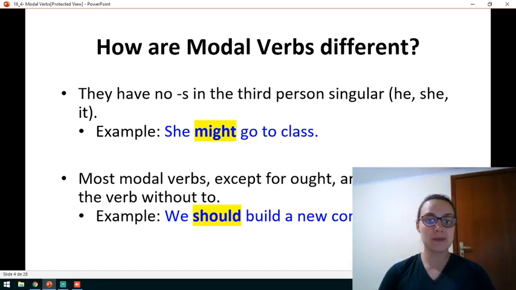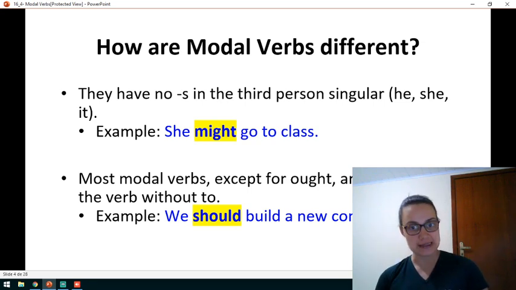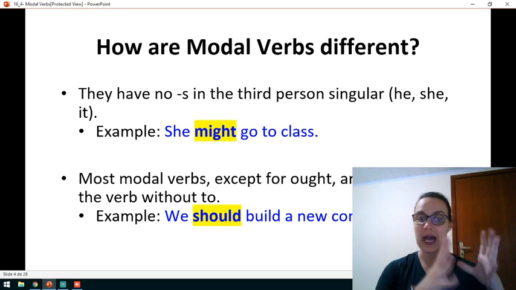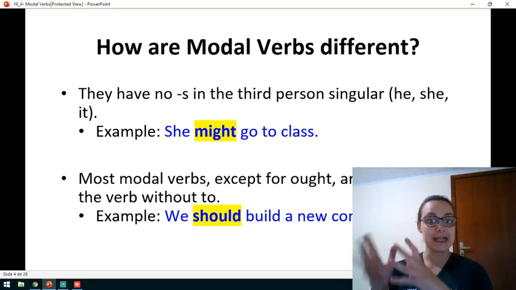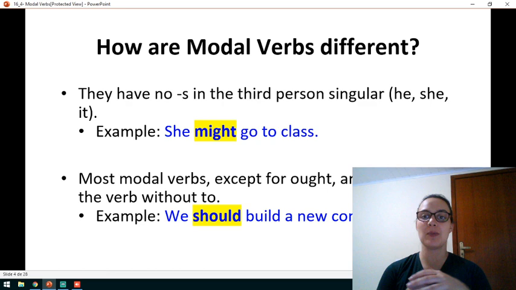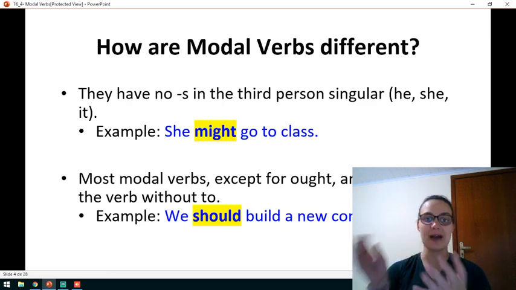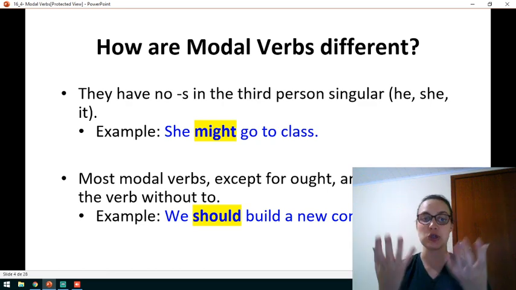Now, most modal verbs, except for ought, are followed by a verb without to. Now, usually with most verbs, we see when we have 2 verbs back to back, then we use to. For example, I like to eat pizza. All right, so we have like as our first verb, and eat is the second verb. But when we have two verbs back to back, we need the infinitive, so we use to.